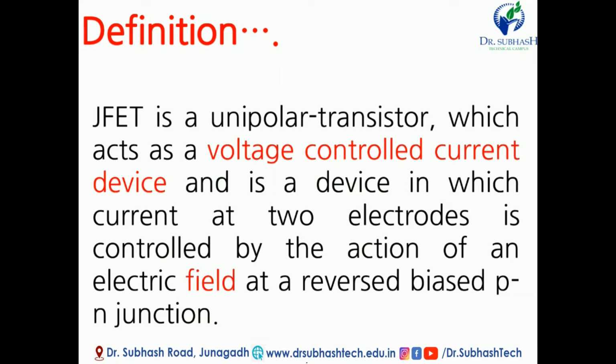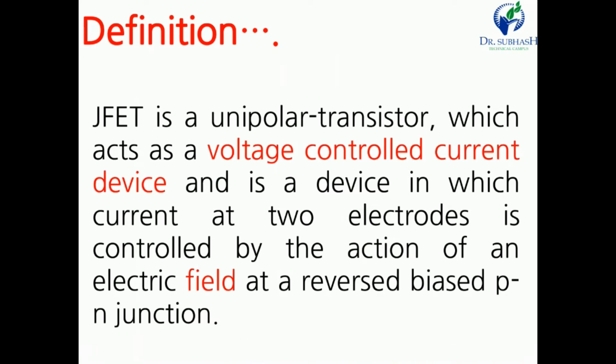First of all, let me start with unipolar. What is unipolar? Only one polarity is required to flow the current in FET, either electron or hole. These two particles are not required at the same time. Only one particle is required for the flow of current. Also, voltage controlled current device means if we control the input voltage, then the output current is controlled.